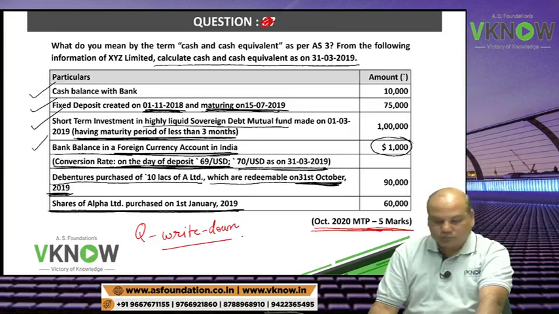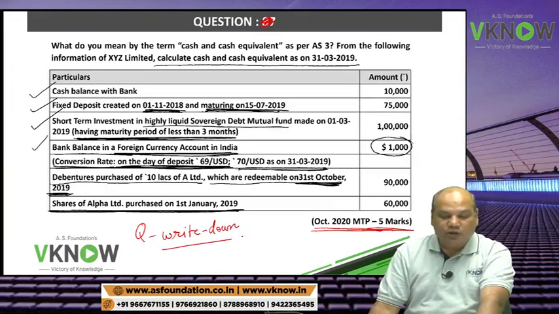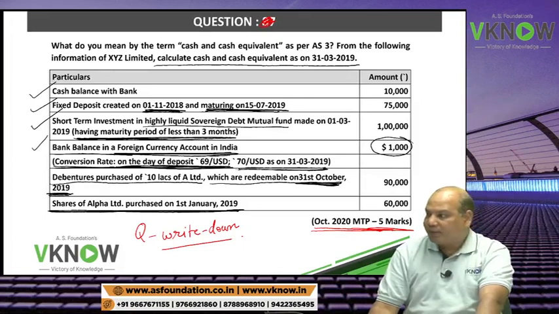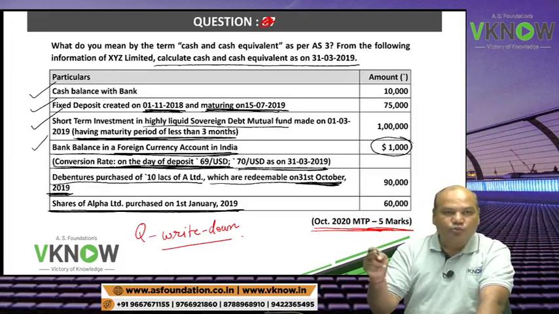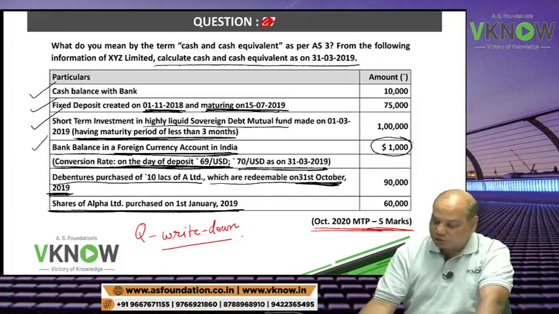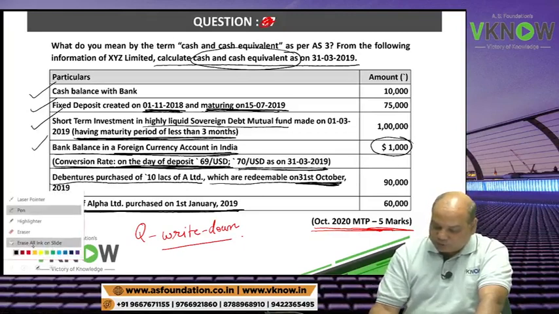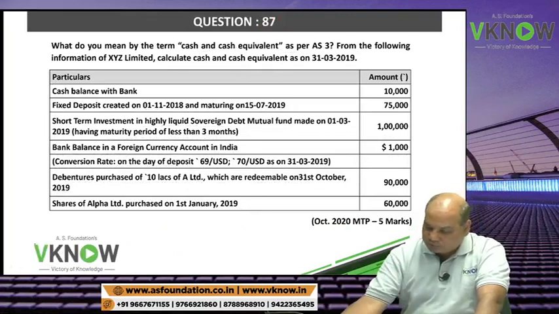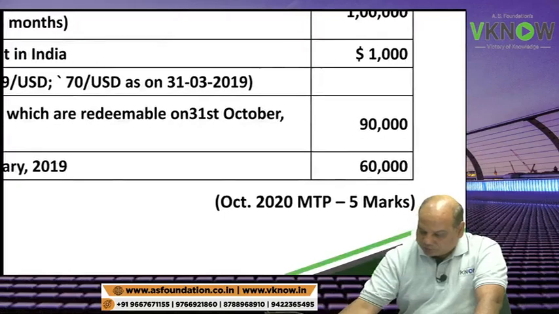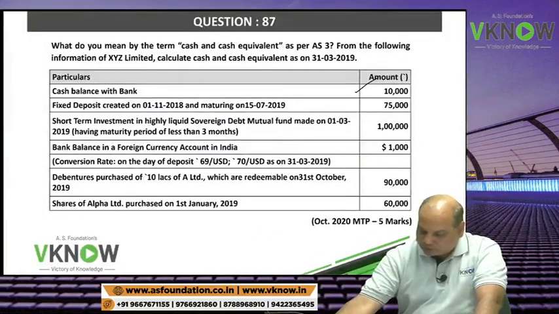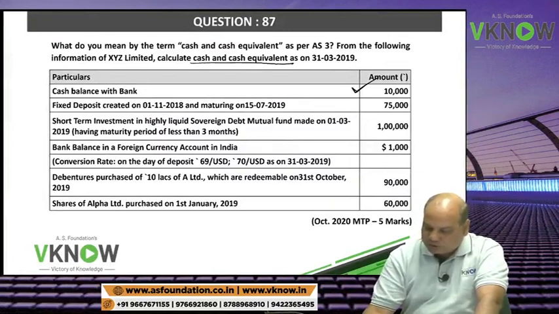So remember we had done a similar question, but that time the amount was not written. This time the institute has given you the amount also. So let us quickly discuss which of these will be included in cash and cash equivalent, and then we'll do the calculation. I hope everybody has noted down the question. Cash balance with bank, the answer is yes. Here we have no problem, it is cash and cash equivalent.